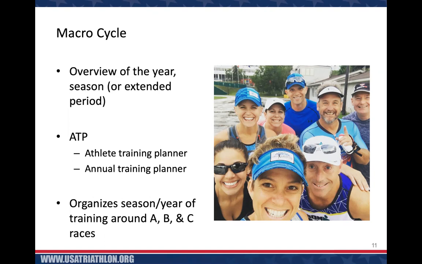We tend to organize this large block of time into an ATP, which may stand for Athlete Training Planner or Annual Training Planner. We like to use the word Athlete Training Planner because these aren't always a discrete year, right? So the Athlete Training Planner sort of indicates that we're organizing the time period around key races, right? It allows us to see the big picture and what we want to accomplish within that broader time frame.